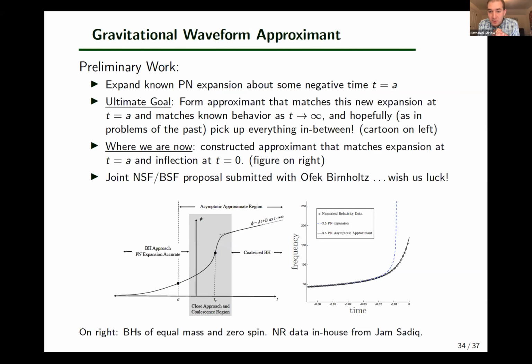I think if you look at the right plot there, we have frequency of the waveform versus time, and we're comparing it to some numerical relativity data. Our approximate is doing okay from negative time up to time equals 0, but we cannot get past time equals 0. That's where we're stuck. We cannot figure out a form to complete the waveform to get to infinite time. So that's where we need help.